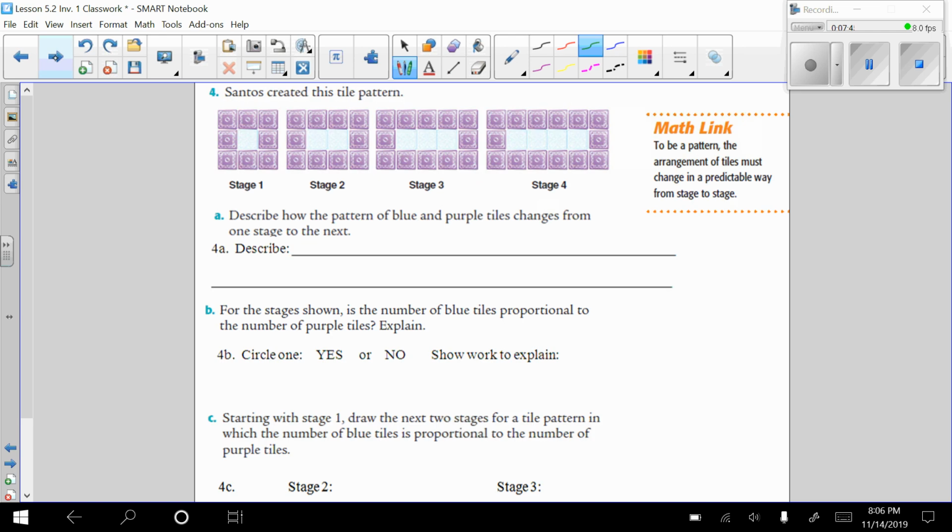Now let's look at some pictures. Here's a pattern. Describe how the pattern of the blue and the purple tiles change from one stage to the next. Well, in the first stage, we have 8 purple and 1 blue. In stage 2, we have 10 purple and 2 blue. Stage 3, 12 purple and 3 blue. And the last one, I have 14 purple and 4 blue. So the pattern here would be purple increased by 2 while blue was increasing by 1.